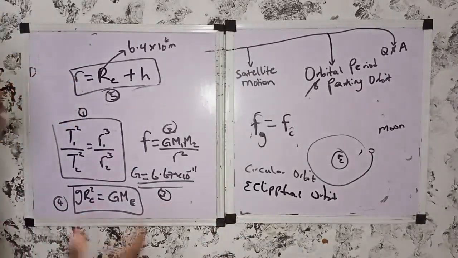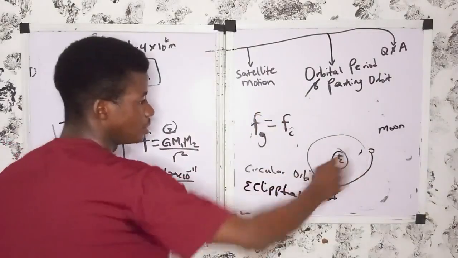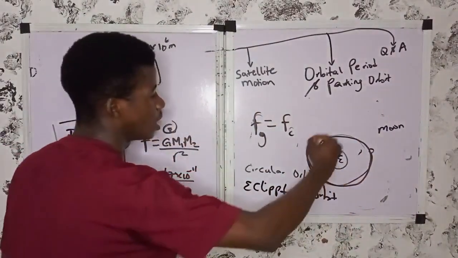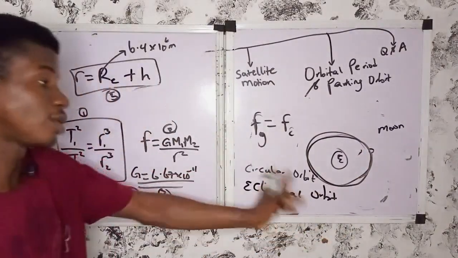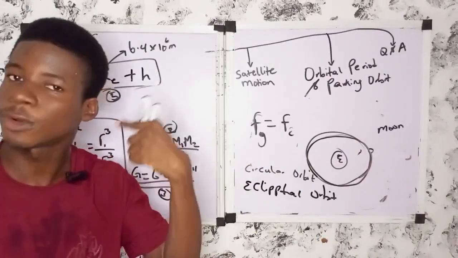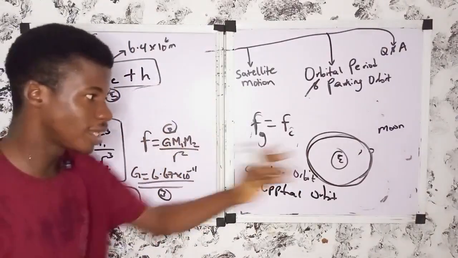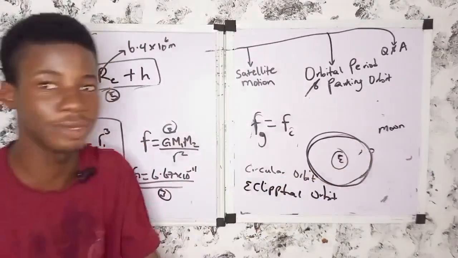Now let's continue. Some satellites usually move in circular orbit. This is an example of a circular orbit. Most satellites usually move in a circular orbit with a constant speed, or a constant velocity.